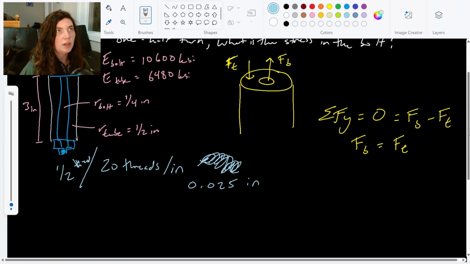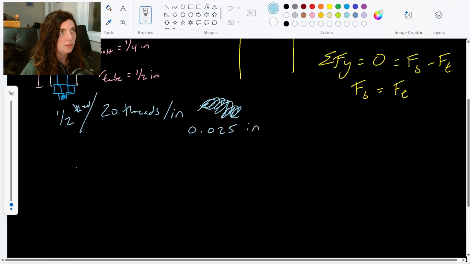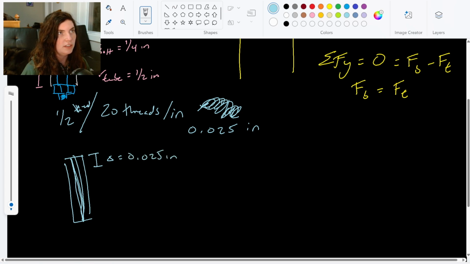So if we do a displacement diagram of this, here's our bolt and tubing combo. Well, it looks better than how I've drawn it here. So we're saying if this is going down, this full delta is 0.025 inches. That's the displacement that it's going to go through as we tighten it that 1/2 turn.